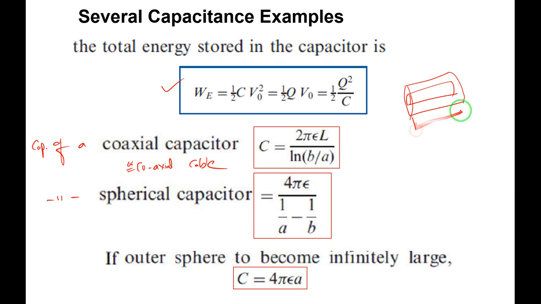Right, this is length L. The radius of the inner conductor is A, the radius of the outer conductor is B, and the length is L, right? With this, we can get it from this basic equation.